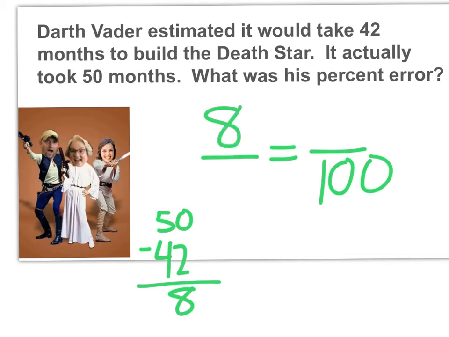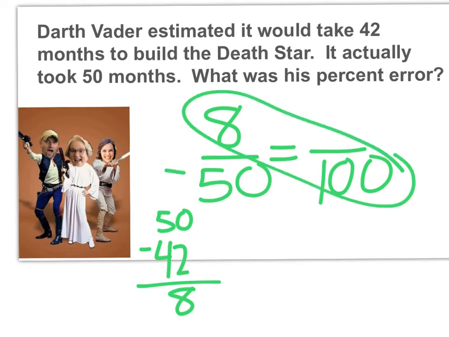That's the amount of error. He missed it by 8. And we want to compare it not to what his guess was, because his guess was never right. It actually took 50 months. So now we have it set up and we're ready to multiply and divide. So when he was 8 months off on his estimate, he was 8 months compared to the actual of 50. So when we multiply and divide, we're going to find that that was 16%. Darth Vader was 16% off. The Force was not with him.